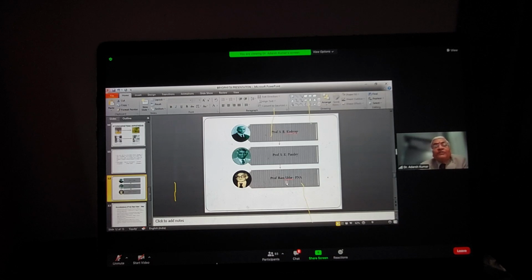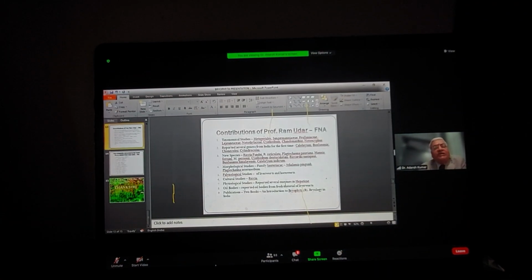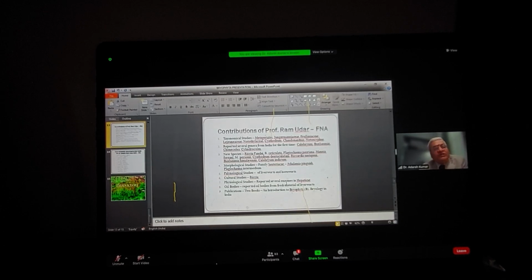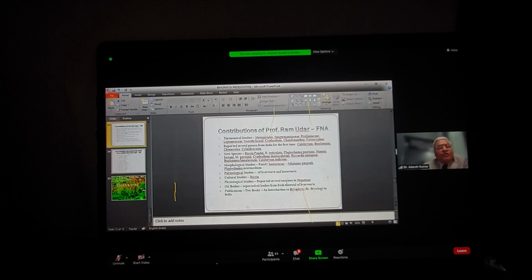Professor Ramudar was born in district Basti of Uttar Pradesh. After completing his intermediate, he joined University of Lucknow and did his BSc, MSc with honors, and joined his PhD work under the eminent biologist Professor S.K. Pandey. After completing the PhD, he joined as a lecturer in University of Lucknow, and from that time, he established the well-established biology lab at University of Lucknow.